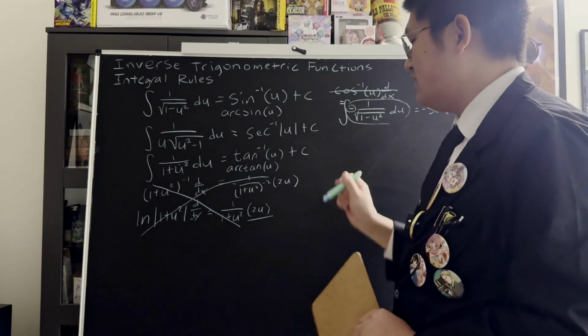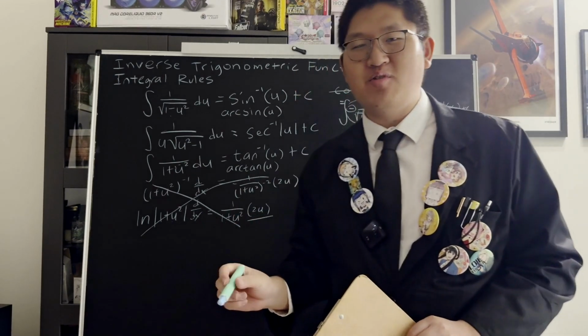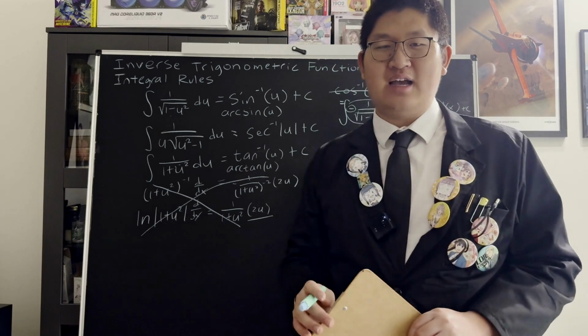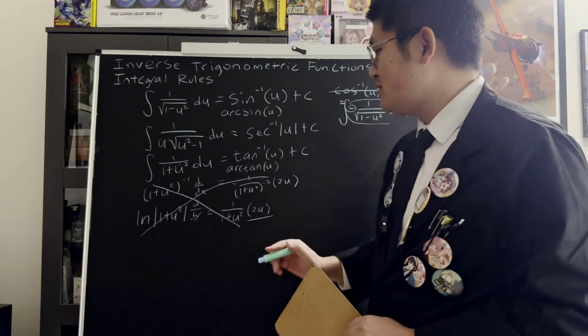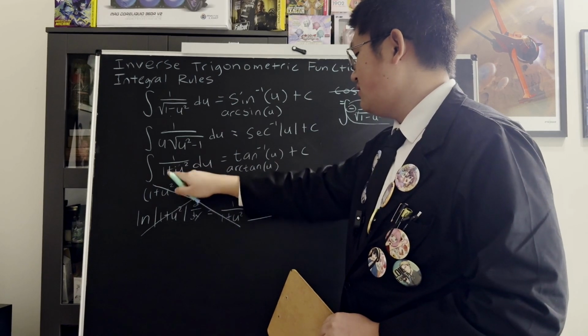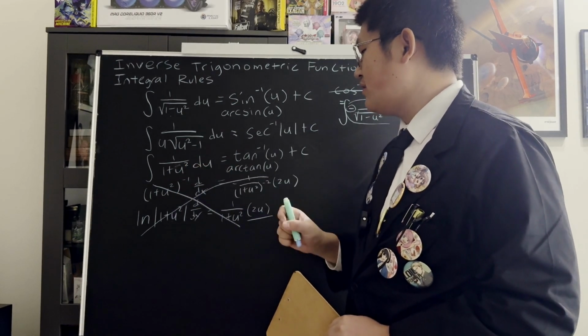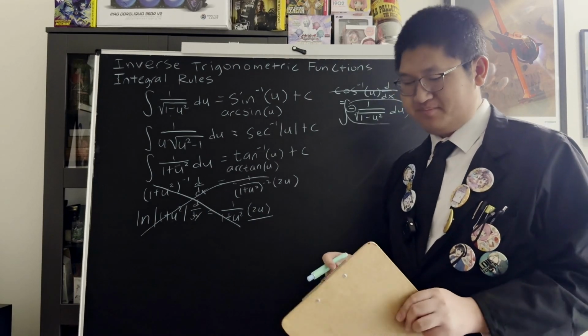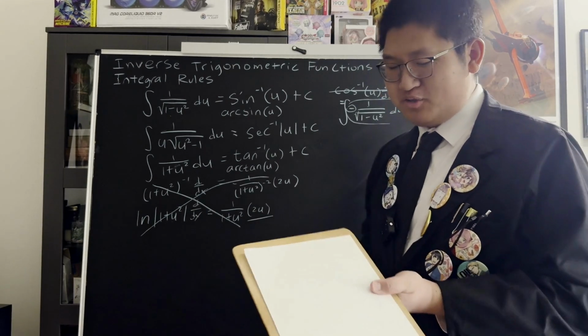Like I said, this is a matter of memory to ensure that we are dealing with the exact same problems. So you have to commit this. Let's really clean that up there. So that is 1 plus u squared in the denominator. That instantly goes to the inverse tangent. Okay, so these rules will be coming up.